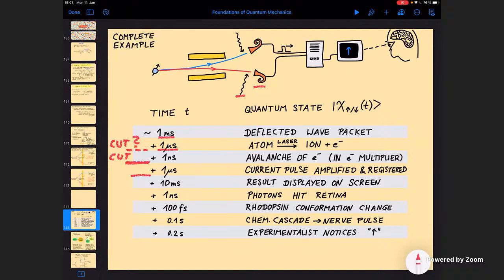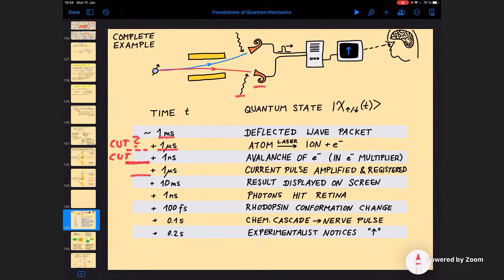And then everything afterwards still magnifies the irreversibility. So for example, the current pulse goes down the wires. This is what I show here. Then it reaches the computer. It's processed in the computer. The result is displayed on the screen. That takes actually quite a lot of time, 10 milliseconds, but by that point, you already made the cut long before. There's no need to build a fully quantum mechanical model of your computer processing the incoming current pulse, but you could do it in principle.